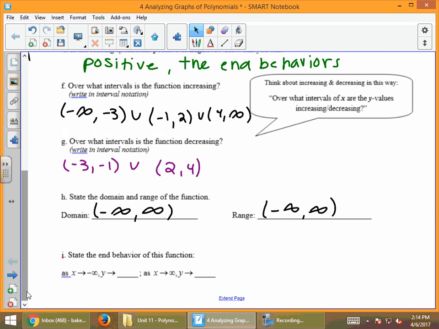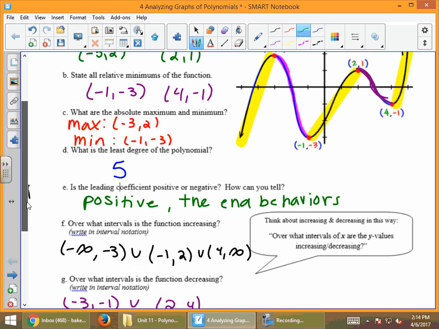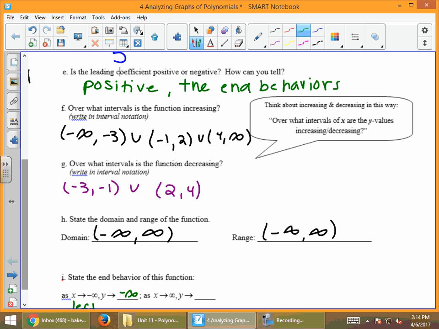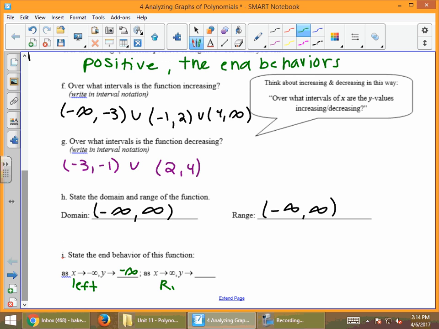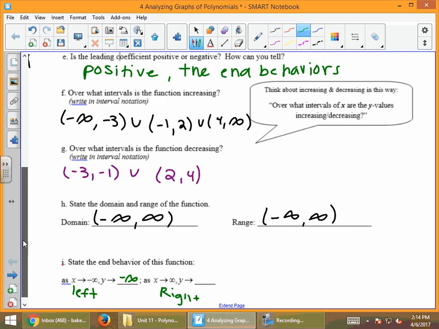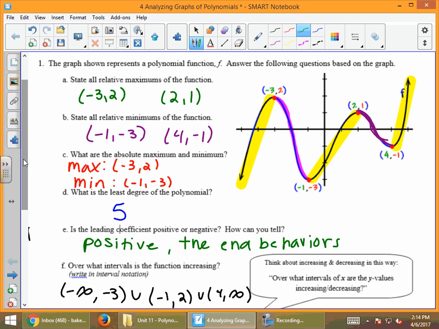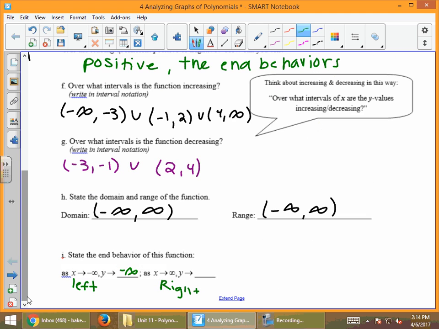And the last thing, end behavior. Say the end behavior of this function. So again, when x goes towards negative infinity, that just means the left side of your graph. So if we go to the left side of our graph, where is it pointing? Down to negative infinity. And then positive infinity just means the right side of our graph. So we go to the right side of our graph. Where's it pointing? Up towards positive infinity. There's no questions over there.